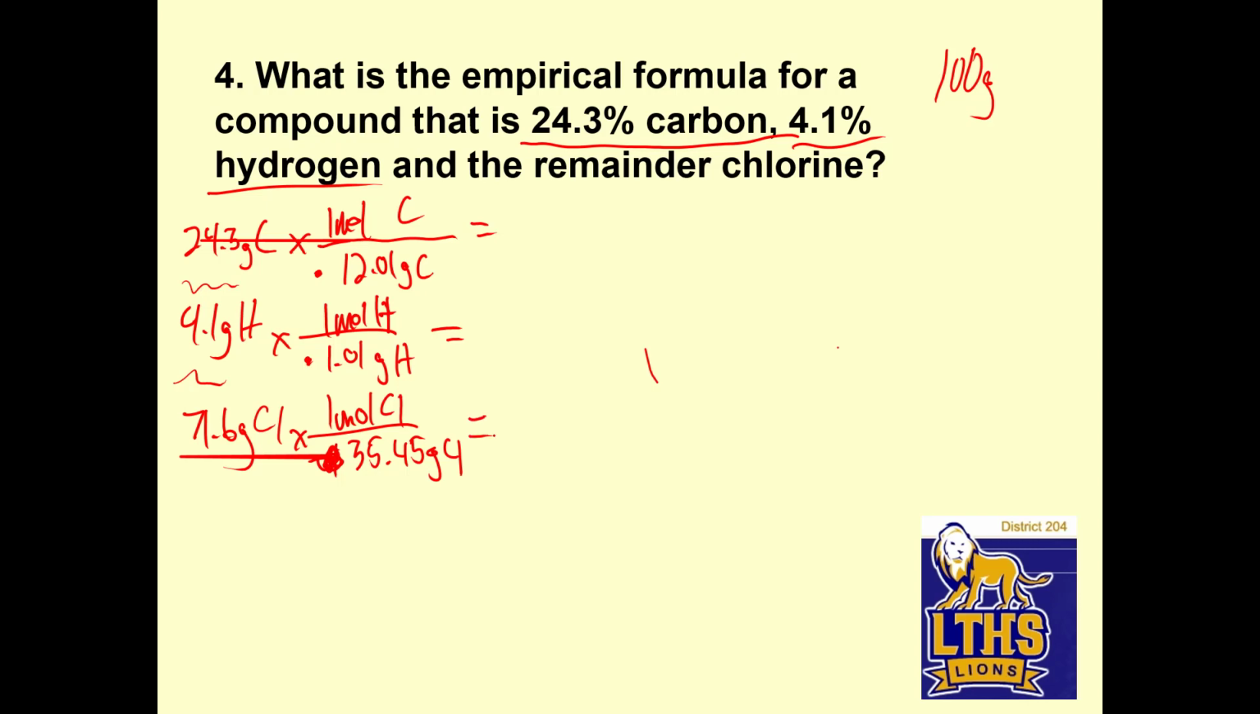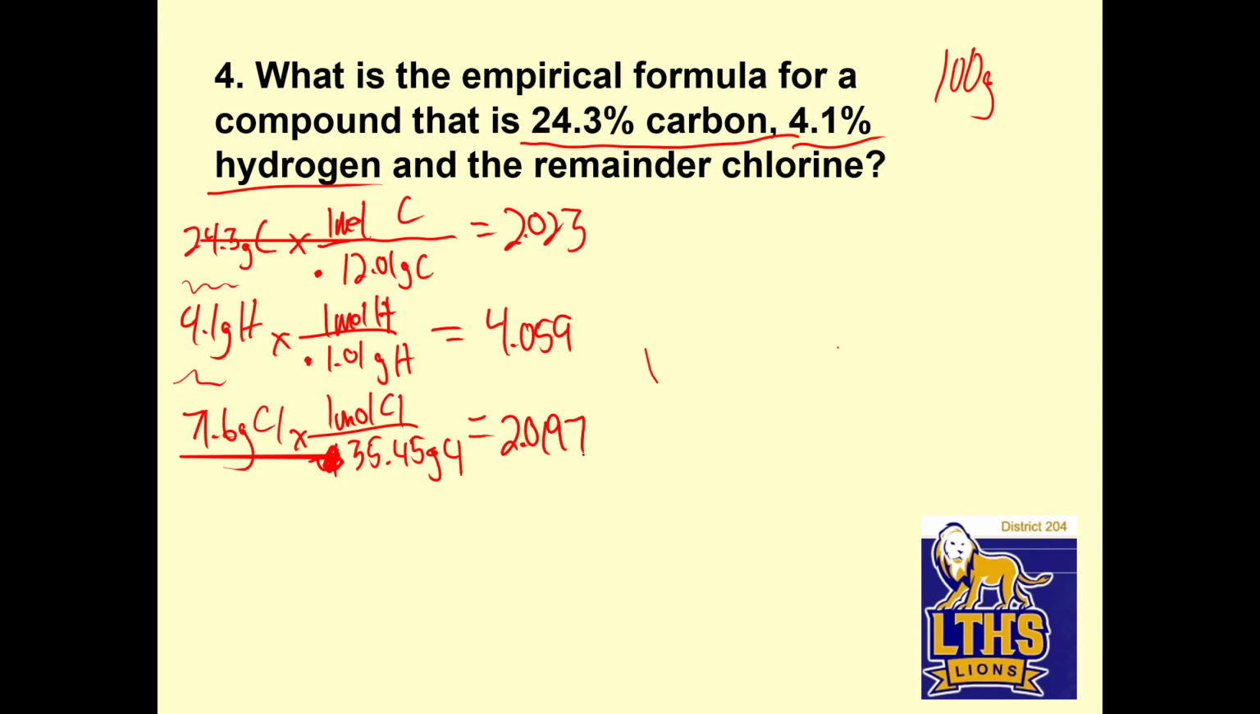All right, so 24.3 divided by 12.01 is 2.02. 4.1 divided by 1.01 is 4.06, 4.059. And 2.023. I'm giving some extra digits because we're going to be rounding here in a minute. 71.6 divided by 35.45 is 2.197.